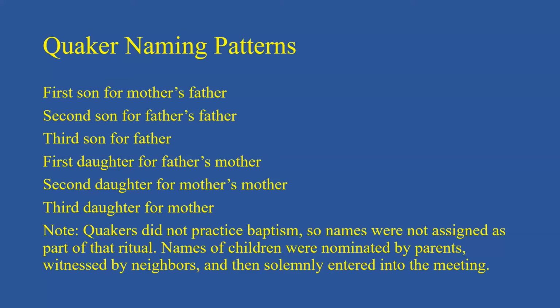The eldest son was named for the mother's father, the second son for the father's father, the third son for the father, first daughter for the father's mother, the second daughter for the mother's mother, the third daughter for the mother. Quakers did not practice baptism, as did other Christian denominations, so names were not assigned as part of that ritual. Names of children were nominated by the parents and witnessed by the neighbors and then solemnly entered into the Quaker meeting minutes. That's how naming patterns were done in that tradition.